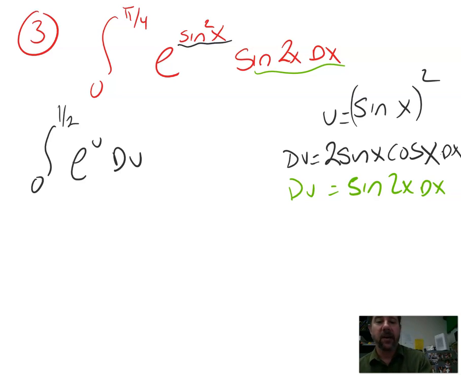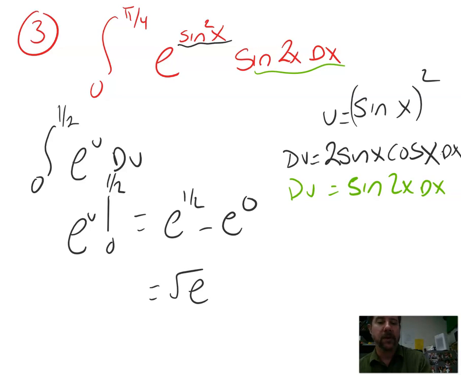All right, and so now an antiderivative of e to the u is e to the u, evaluated from 0 to 1/2. And then this is e to the 1/2 minus e to the 0, or this is the square root of e minus 1.